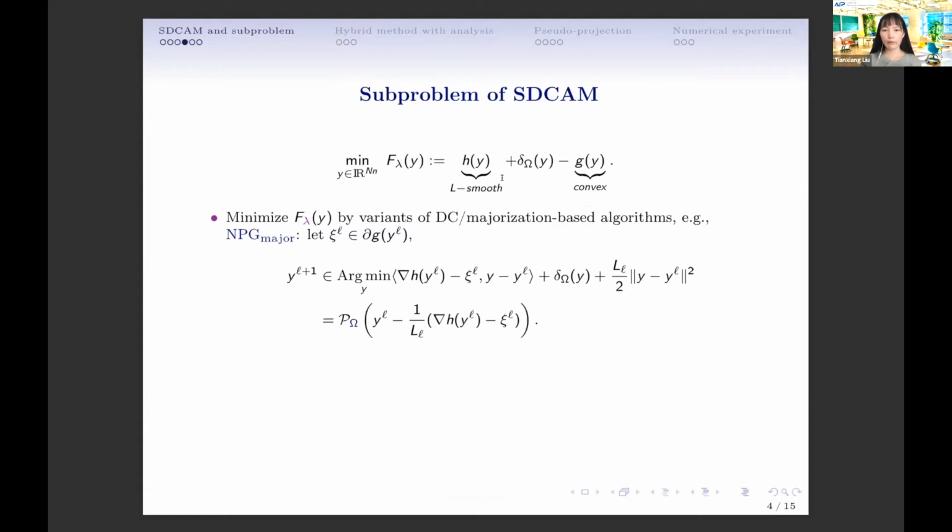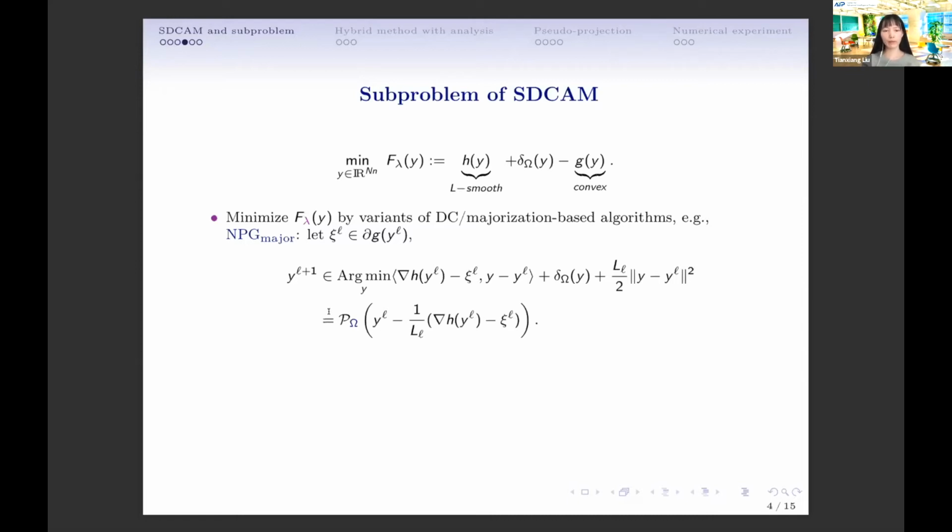To solve this problem, we can make use of the structure. There are many variants, but we can take one of them, like the MPG major, which is to majorize this part in the subproblem and to use a non-monotone proximal gradient on the other parts. So MPG major applied to this problem gives us this kind of subproblem. We choose a subgradient at a given iterate, and we approximate this term by linearization. We also approximate this term by linearization with this quadratic term, and we keep this non-smooth term.